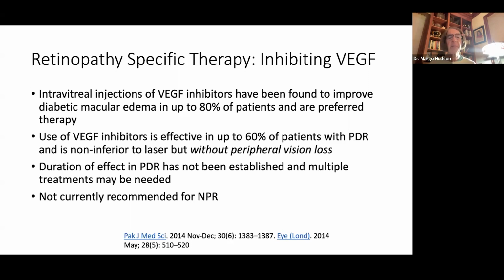It's non-inferior, meaning it's equal in terms of efficacy to laser, but there is no peripheral vision loss. One of the issues is that it's a very new treatment, so we don't know the duration of effect in proliferative retinopathy. And so patients may need recurrent injections. And inhibiting VEGF is not recommended for non-proliferative retinopathy at this point.